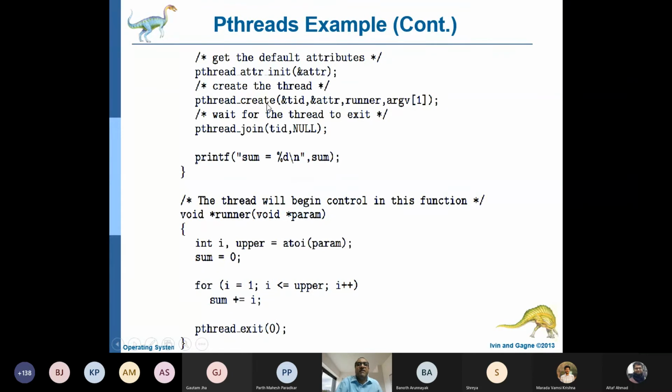If you look here, related to pthreads, for initialization of attributes, you have the attribute initialization function. For creation of a thread, pthread create is there. For waiting purposes, you have the pthread join function. And for exiting from the thread, you have pthread exit. So these are the various thread functions which are supported by the thread libraries.